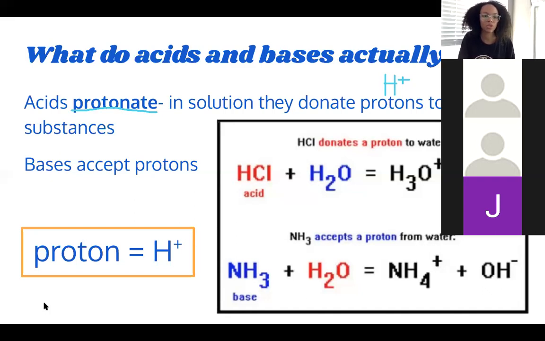And then bases, we're going to learn acids and bases are kind of opposites, but they're very complementary. So bases, what they do is they accept protons, okay? So acids donate them and bases accept them.